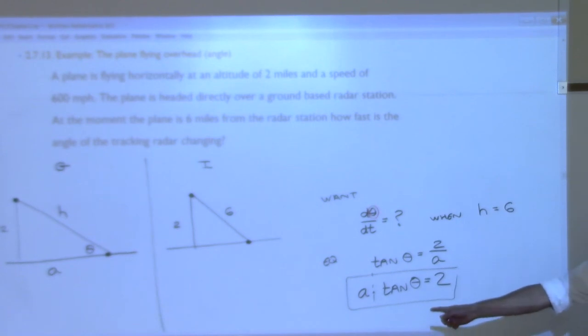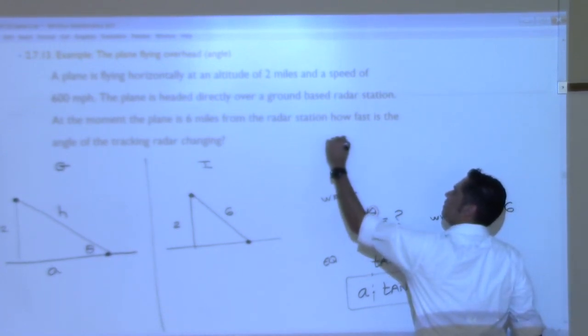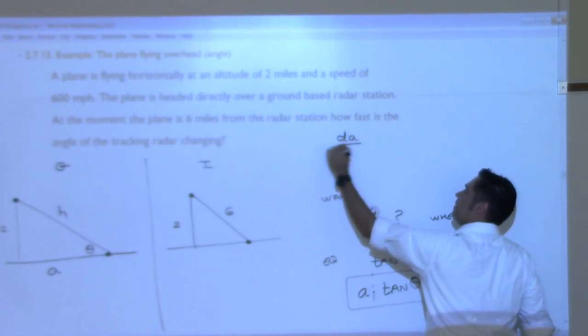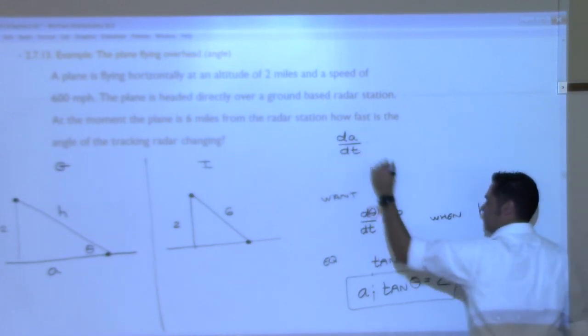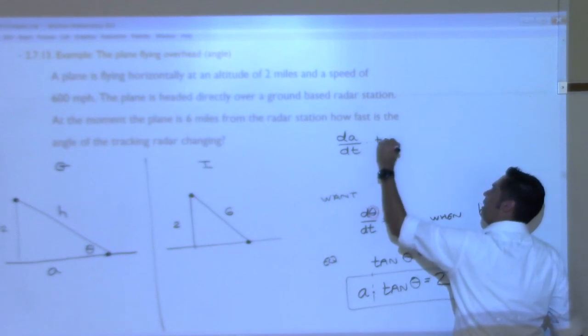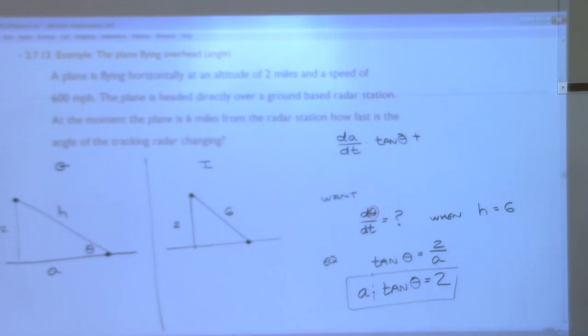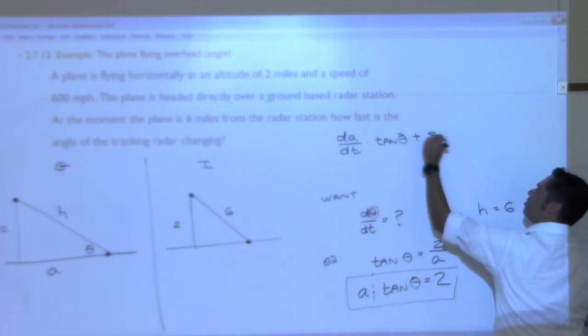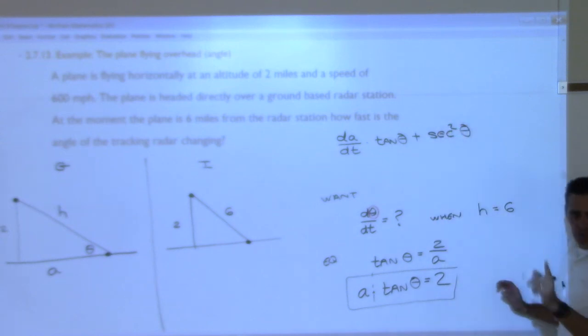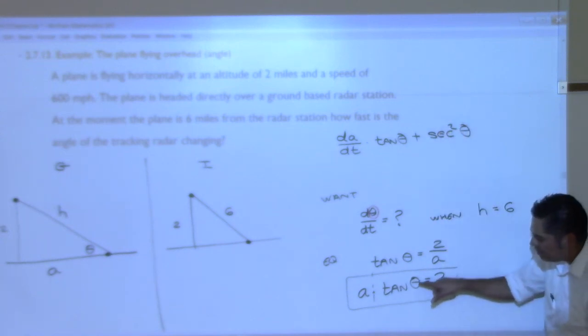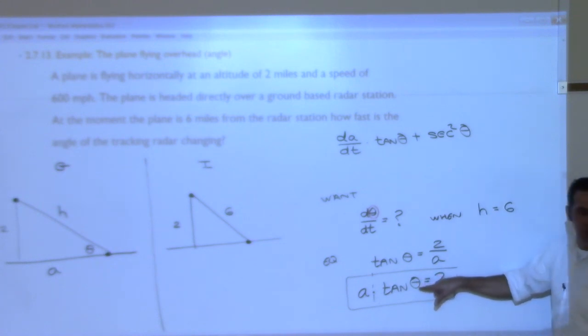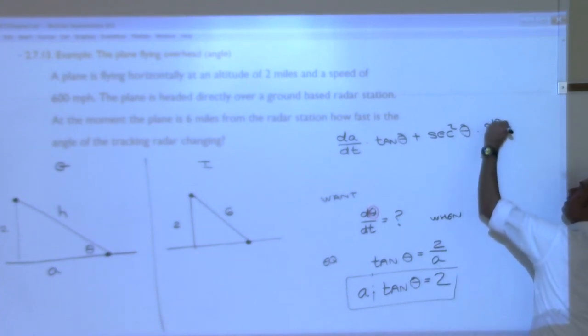So derivative of the first one, which would be dA dt, times tangent theta. Plus, I know we have 1 minute left, but this derivative right here is the one that gets everyone. What's the derivative of tangent theta? Secant squared theta, right? But then chain rule says take the derivative of what's inside. And what is the derivative of theta with respect to time? D theta dt. So this is times d theta dt.